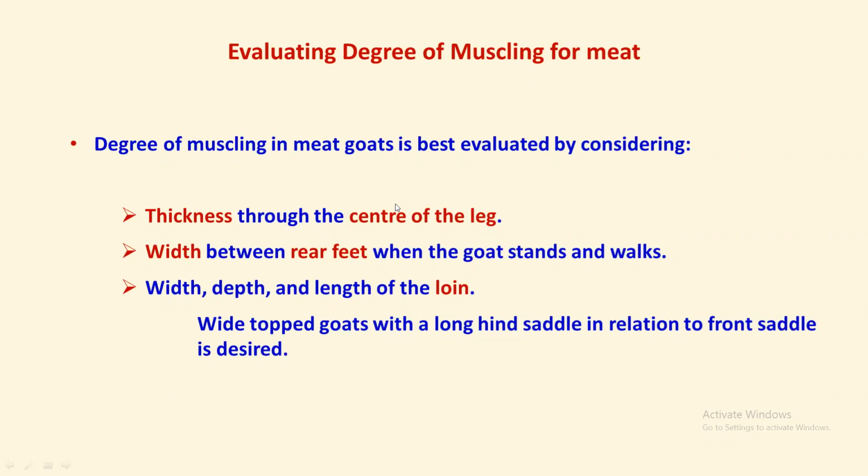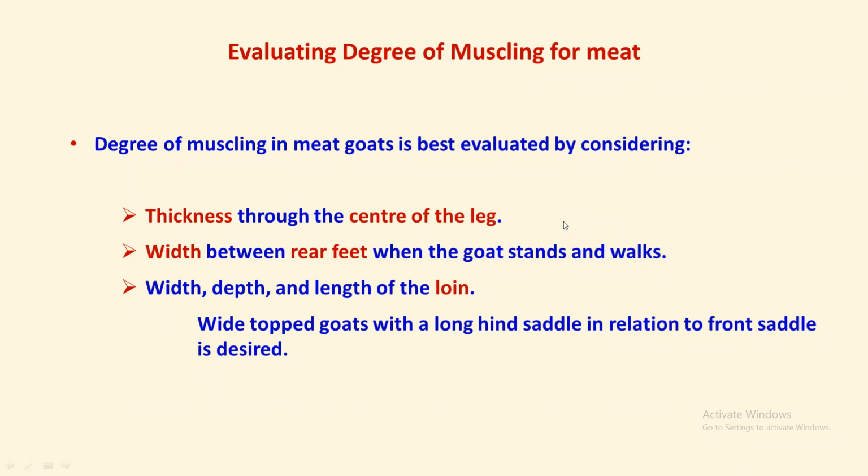Firstly, you select the best buck and best doe based on all the visual traits we have discussed so far. The traits we are going to discuss now are just the cherry on the cake, meaning they are just in addition. You can add all these traits specifically for meat purpose.